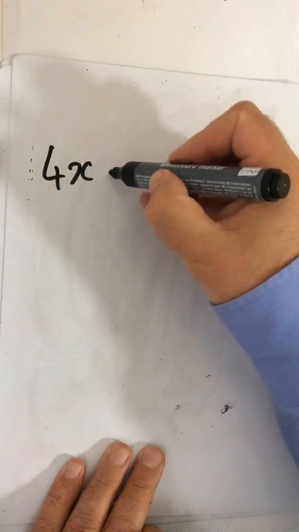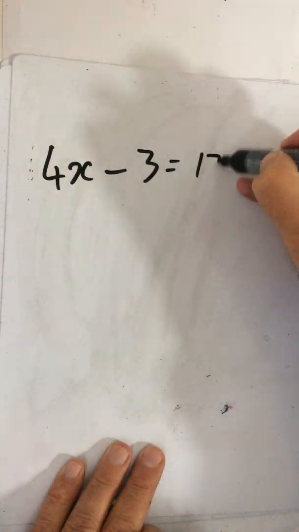Okay, now building from there, as if we can do that, we can do the next set of questions. Because in fact we'll come to this in a second. We can do the next set of questions. So it's just an extra element in there. 4x minus 3 equals 17.